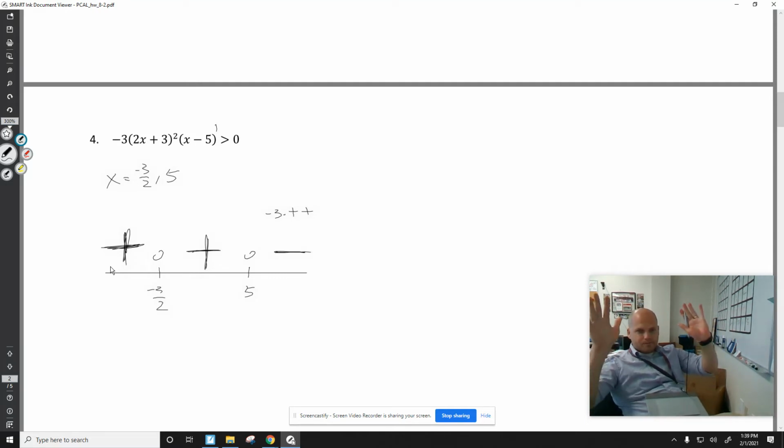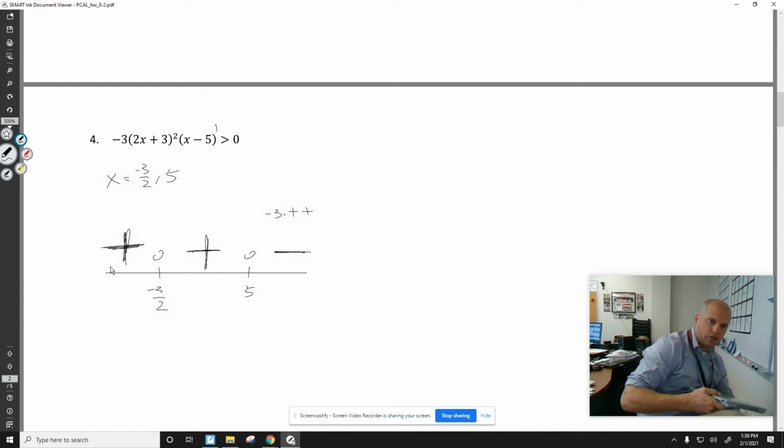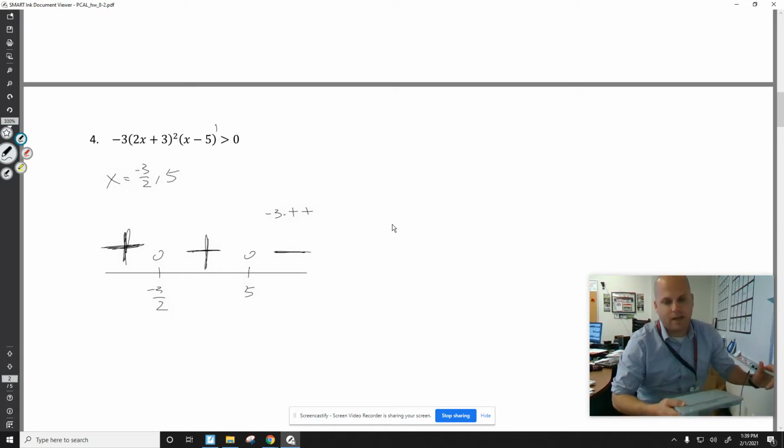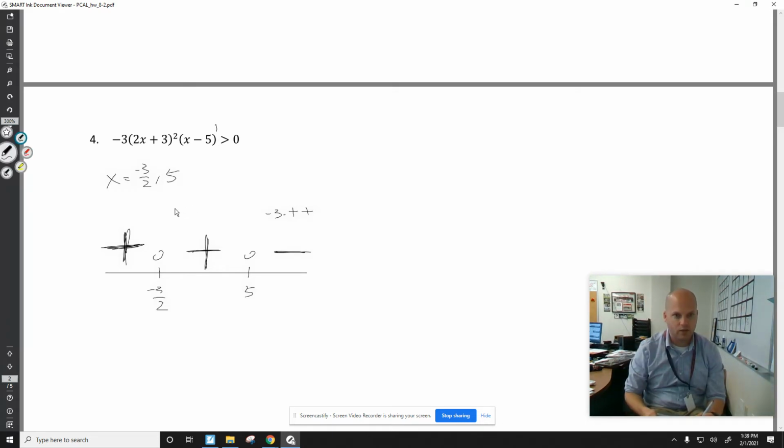Don't like that? Use test points. Plug in something like 0 between negative 3 halves and 5. You get negative 3 times a positive squared is a positive times negative 5. So like negative 3 times, this is a positive, 0 minus 5, that's a negative. That's a positive. Negative times a positive times a negative. Plug in negative 2. This is squared, so it's going to be a positive. This is going to be a negative. So again, that's a positive.